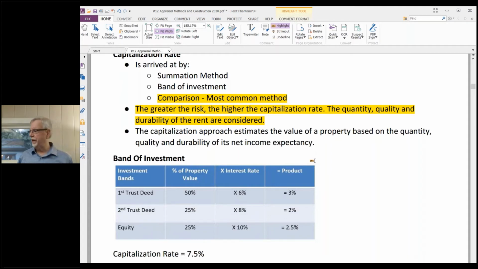So the question is, when we are capitalizing an income property, what exactly does that mean? What are we capitalizing? And the answer is the lease. So the value of a commercial building, an income producing building, is oftentimes determined by the lease rather than anything else. Quantity means the amount of the rent. Quality means who's the tenant. And durability means the term of the lease.